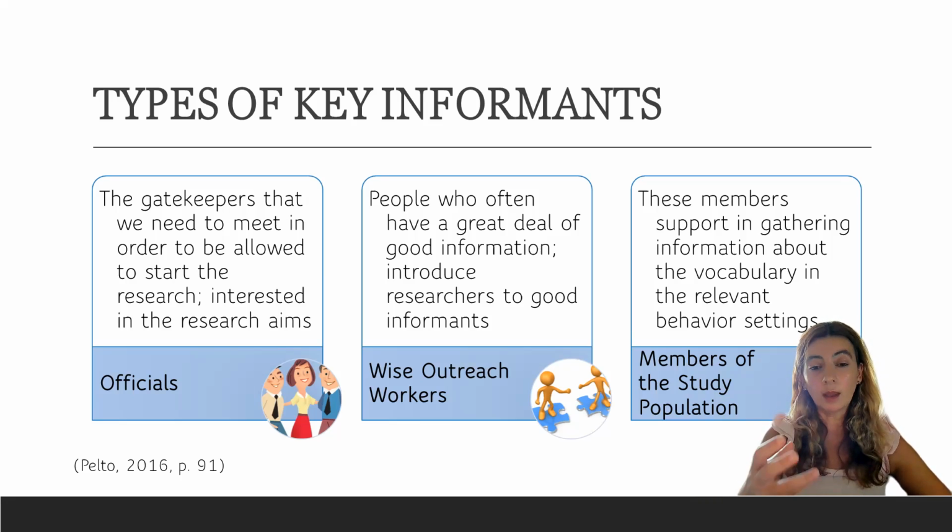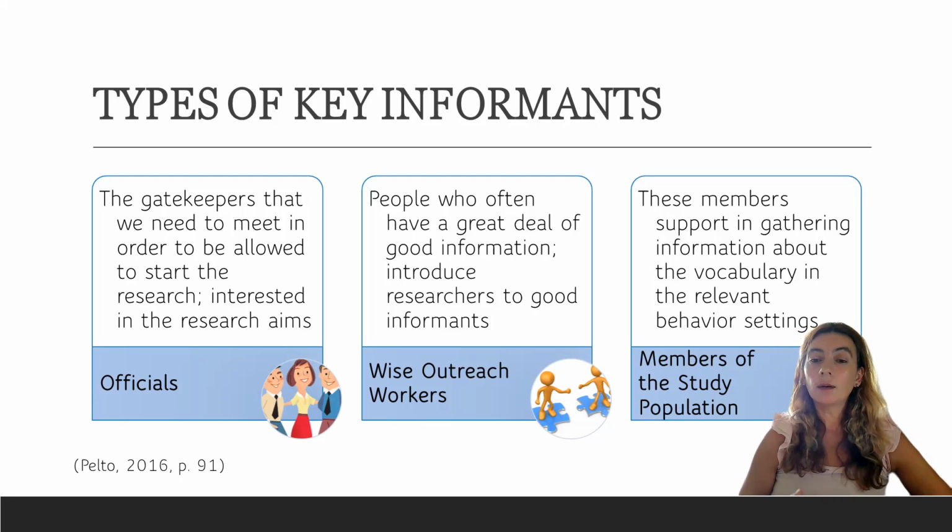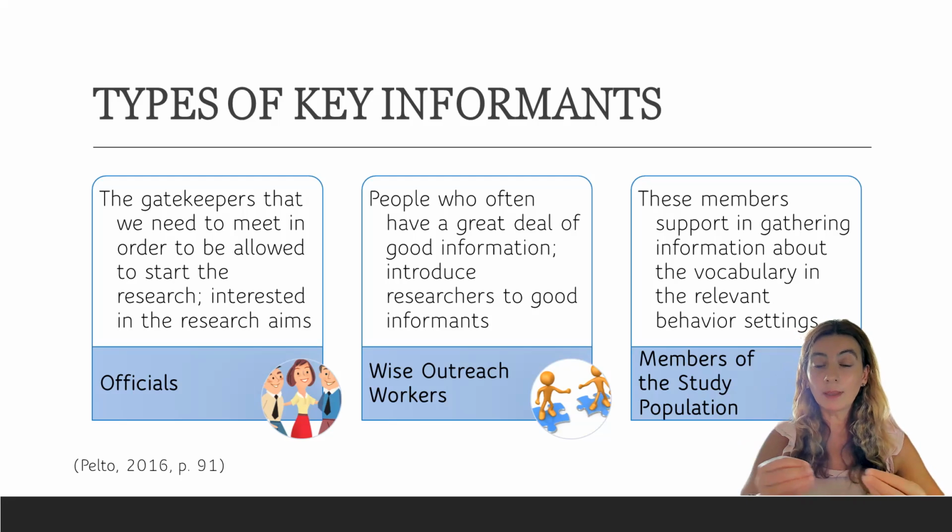So we need to have a close relationship with them because they are the ones allowing us to start the research. However, we have wise research workers, who are people who often have a great deal of information and can introduce the researchers to good informants. And then we talk about members of the study population, who support us in gathering information about the vocabulary in the relevant behavior setting. These are pretty much the people that we will be leveraging in our pilot testing. They will guide us to better understand the vocabulary in that specific culture. So it's not only the key decision makers, but also people that have the information or that can provide us insights about the culture.